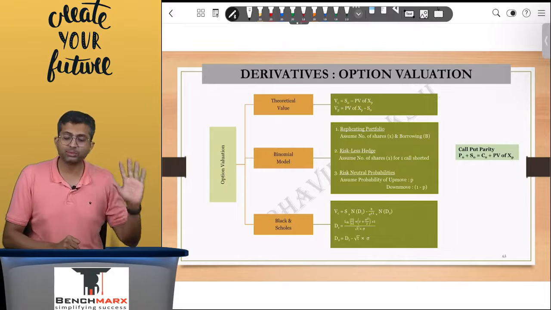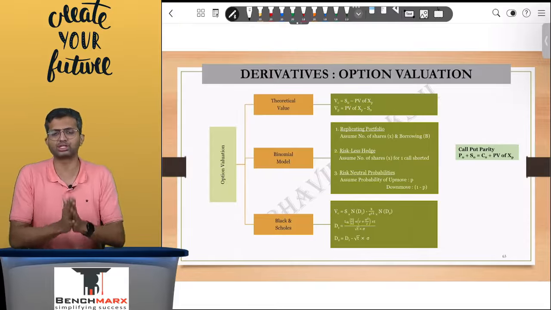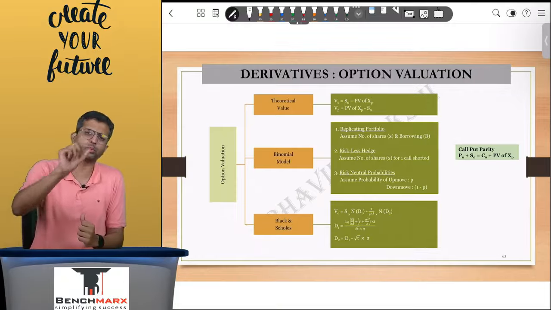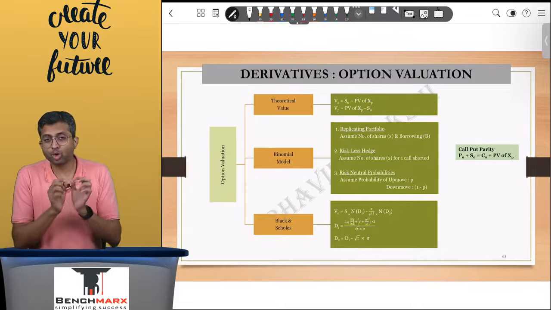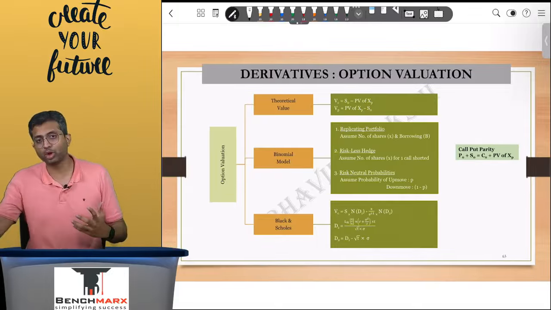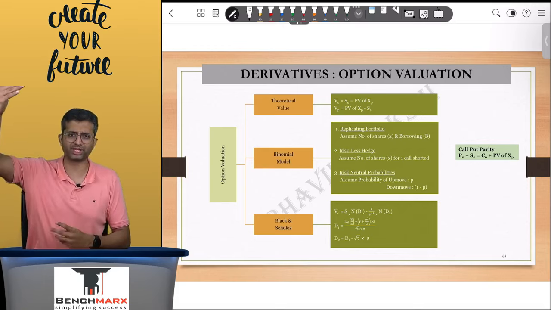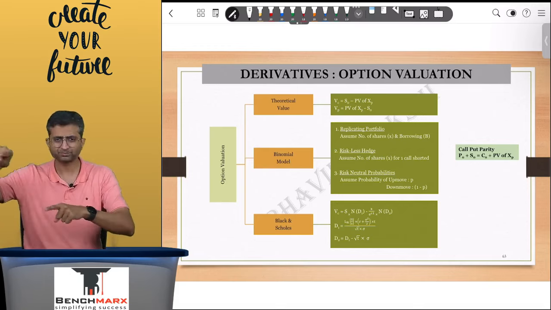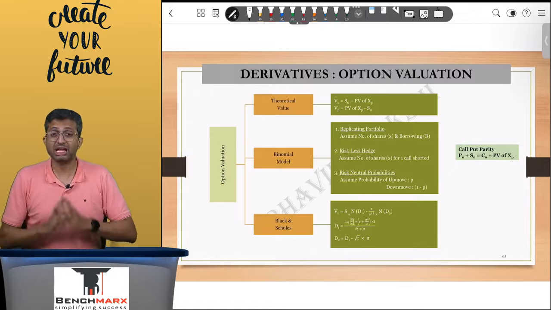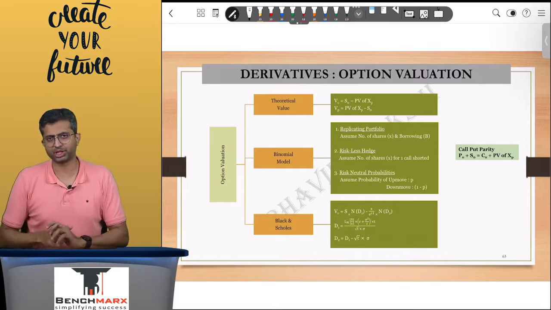And last, which is the easiest in my opinion, is the risk neutral probability, where you take the probability of an up move as P, down move as 1 minus P. The value of a share today is the present value of all the future share prices, that is the present value of S1, which has a probability of P, and S2, which has a probability of 1 minus P, divided by 1 plus R. So this will help you in finding P and 1 minus P.